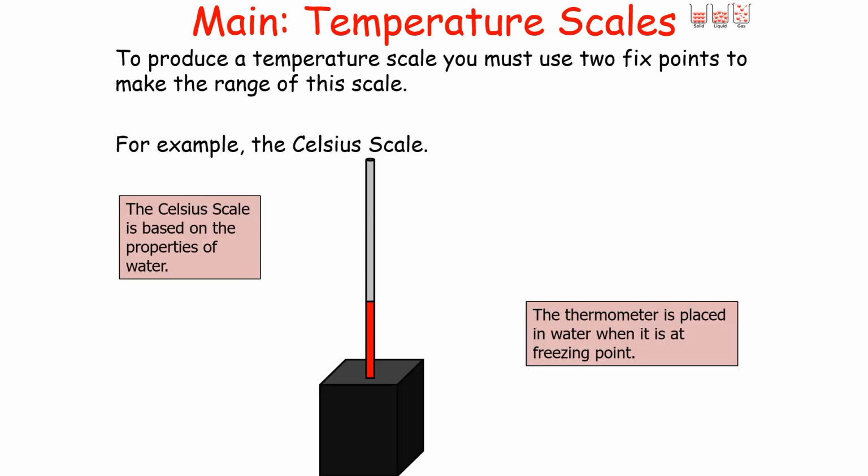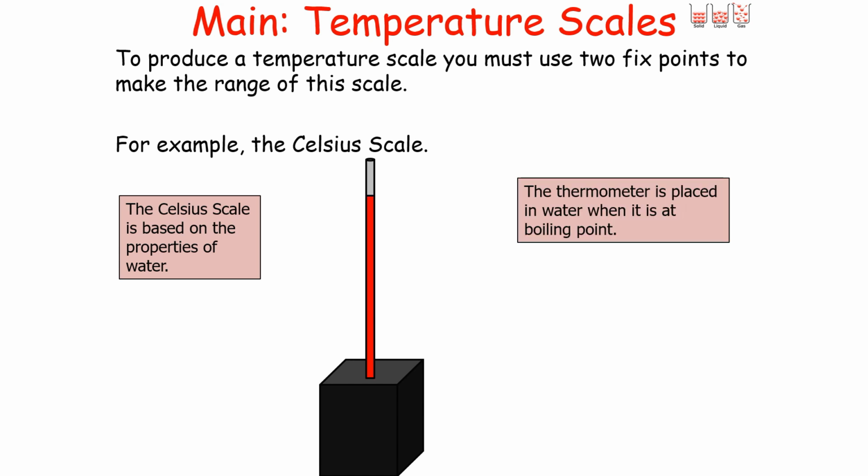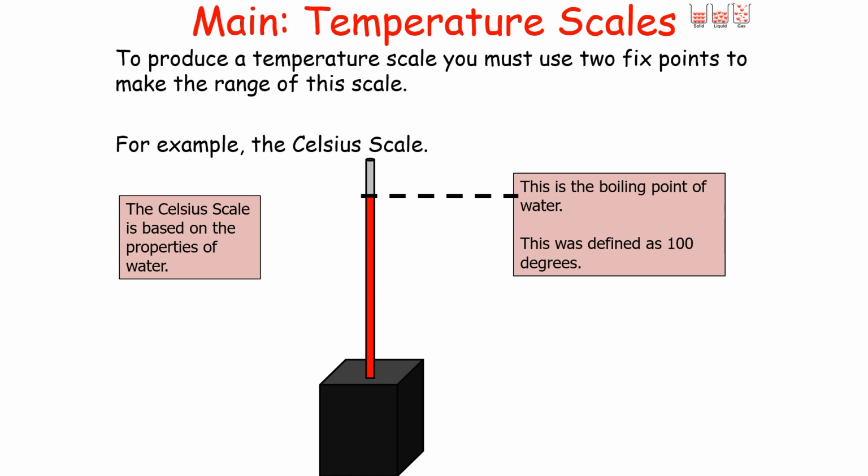So just to recap, to produce any temperature scale, you've got to use at least 2 fixed points to make a range of the scale. So the common example is the Celsius scale. The Celsius scale is based on the properties of water. So a thermometer is placed in water when it's at freezing point, and we define this as 0 degrees Celsius. The thermometer is then placed in water when it's at boiling point, and we define that as 100 degrees Celsius.